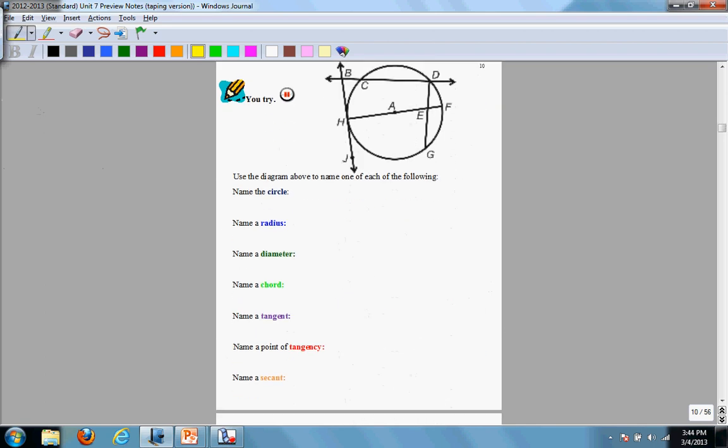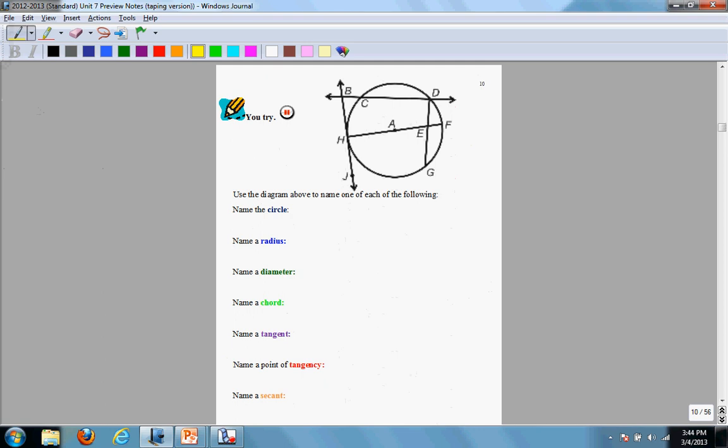Okay, so on this page, you're going to test yourself here. And I'm going to do 2 of them, and then you're going to do the rest. And what we're going to do here is fill this out. So it says name a circle. And remember, we name circles by the point, so I would call this circle A. Then it says name a radius. Now radius goes from center to edge. So one radius would be AF, and that's a segment. You have to put the segment line there.